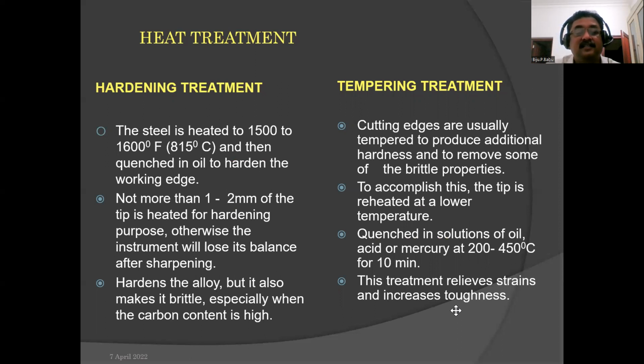Hardening hardens the alloy, but it always makes it brittle, especially when the carbon content is high. So in hardening treatment, you heat this steel to 1500 to 1600 degrees Fahrenheit and quench it, so drop it in boiling oil.